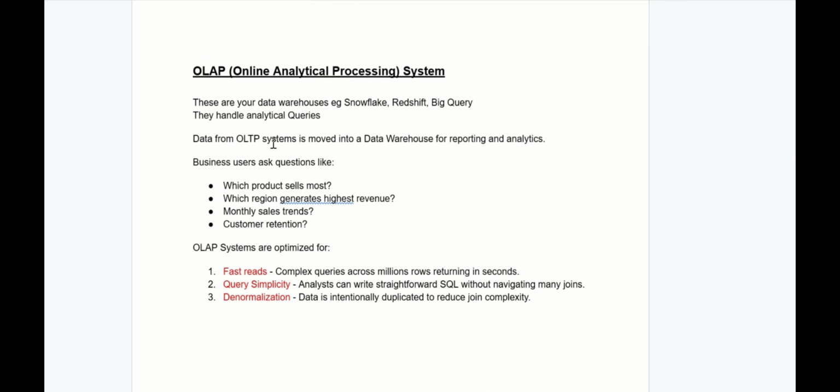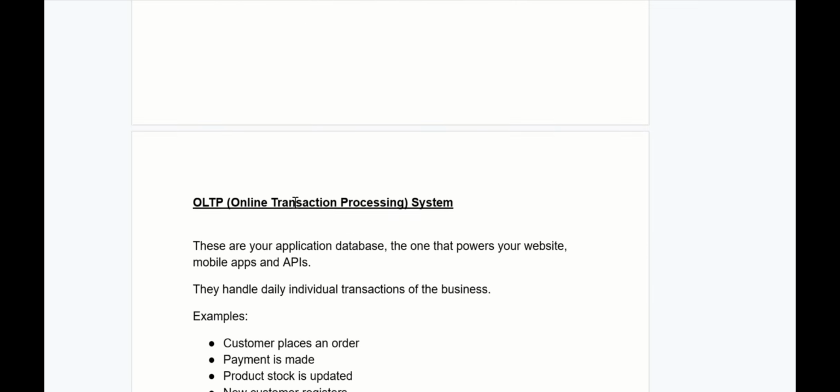Yeah, so the data is moved from the OLTP system into the data warehouse for reporting and analytics. So the business user asks questions like, which product sells most, which region generates the highest revenue, monthly sales trends, the customer retention. So all these we're going to analyze.